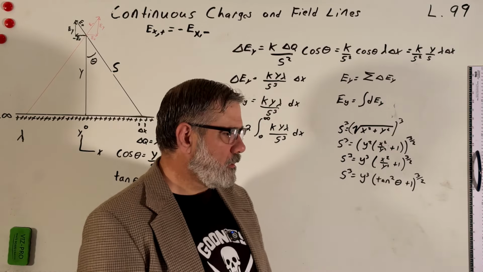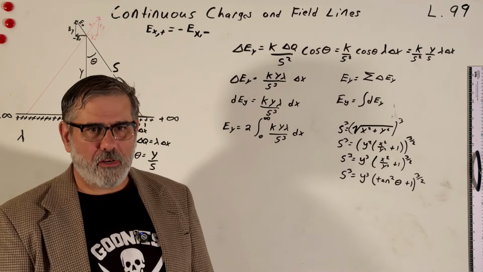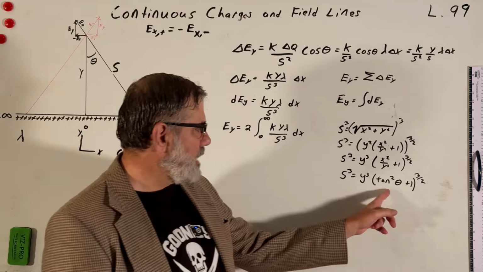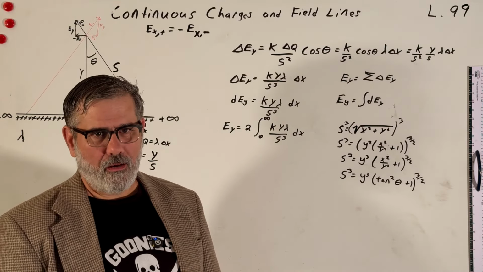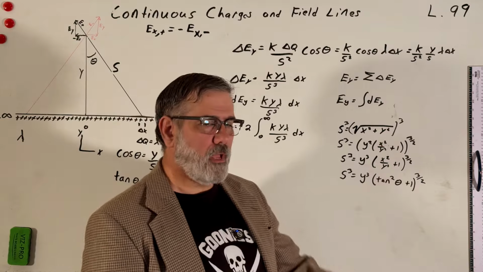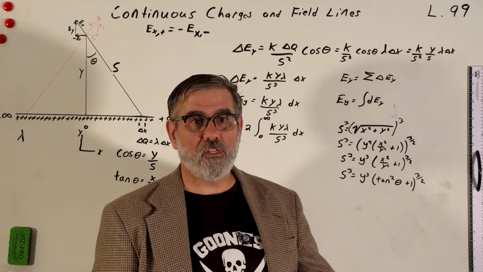But if you were to consult a table of trigonometric identities, you would find that the tangent squared of theta plus 1 is equal to the secant squared of theta. Okay? Now why is that nice? Well, because I got a square root. I can take that square root and I'll end up with like a secant cubed, right?